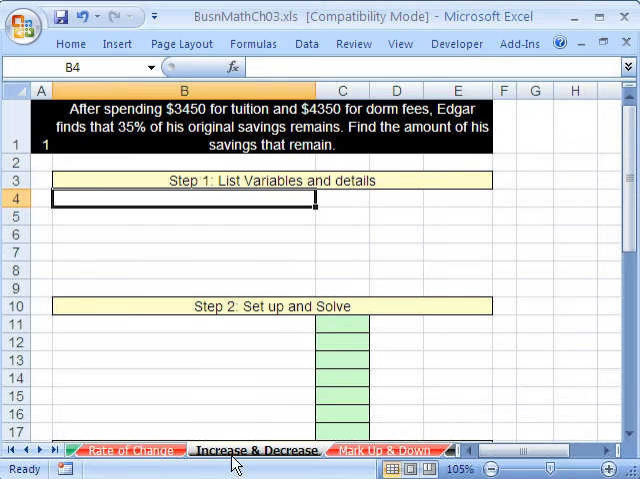Hey, we're talking about increase and decrease problems. We just got done talking about rate of change, which is totally related. We talked about rate of change and increase and decrease. Now we're going to go to a little bit harder increase and decrease problem.